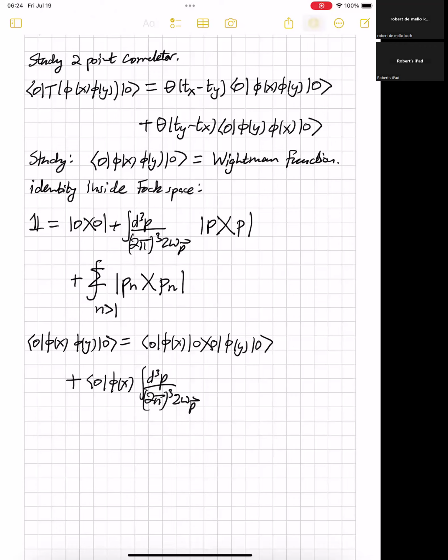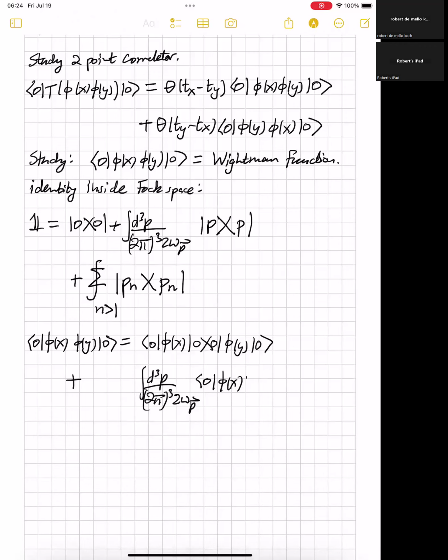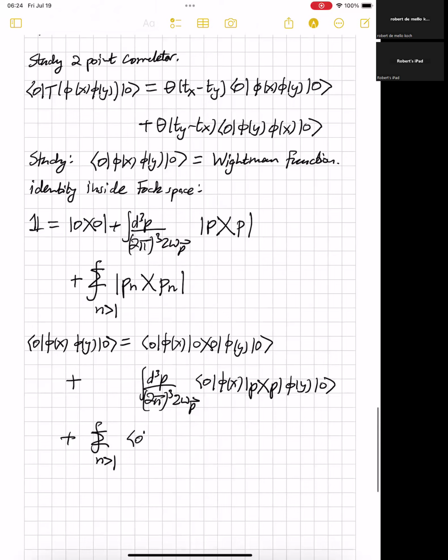Good. Actually, I'm going to rewrite this a little. You see, I can take this integral out front. There's no problem with doing that. So let me just do that. Save myself one step. Okay, good. And then we'll have the matrix element with p, phi of y, and naught. And then we've got the third term, which is all particle subspaces that have more than one particle.